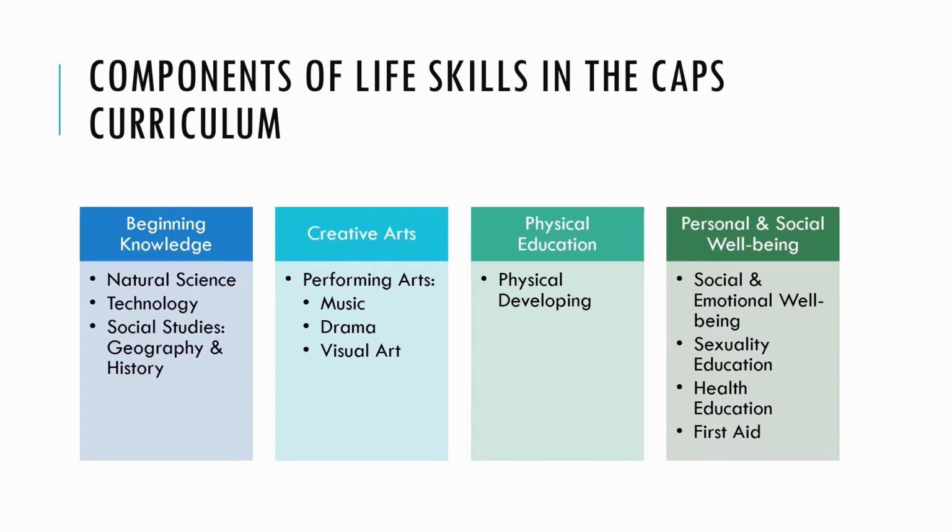Now the components, I would just like to speak to you about the components of life skills. We have 4 main headings, and these headings would be beginner knowledge, creative arts, physical education, and then personal and social well-being. Under the beginner knowledge, we're looking at natural science. The child must be exposed to natural sciences. So we're going to teach them the basics of science.